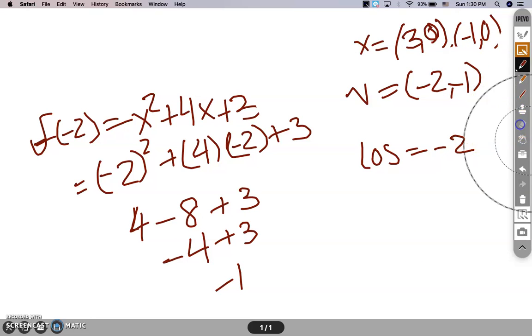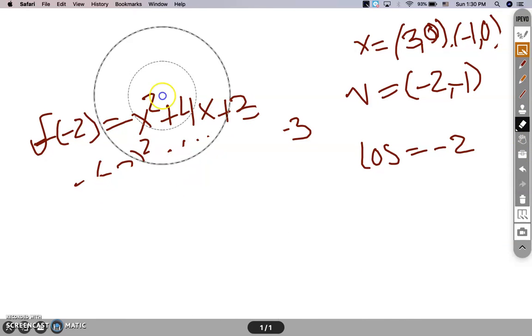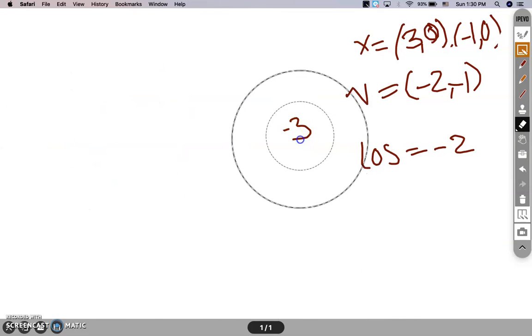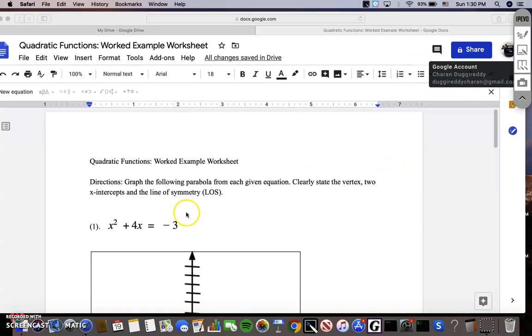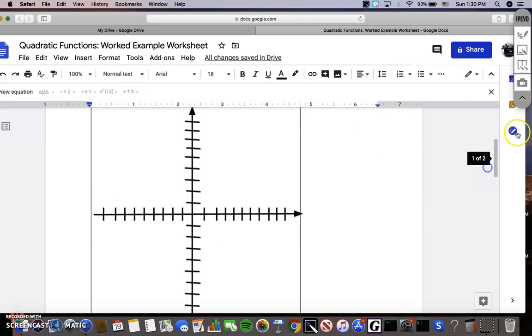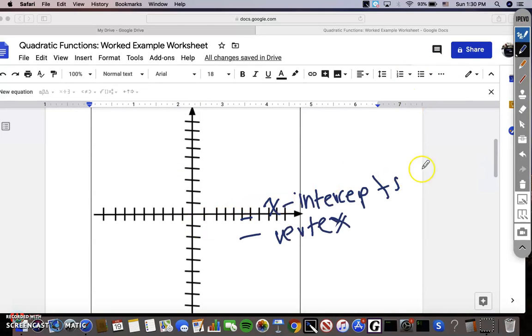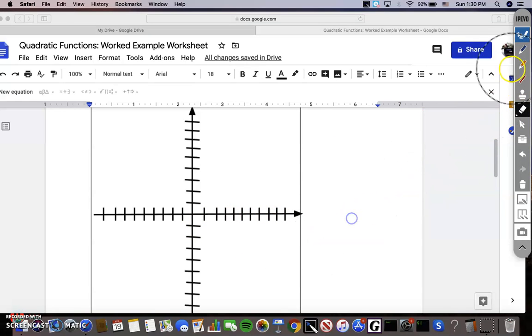Okay, so now we found everything. We're just going to graph it now, okay? So, let's first graph our x-intercepts. So, negative 3 and negative 1. So, let me erase this. Okay, so now, negative 3, 0, and negative 1. So this is going to be a kind of small parabola, okay?